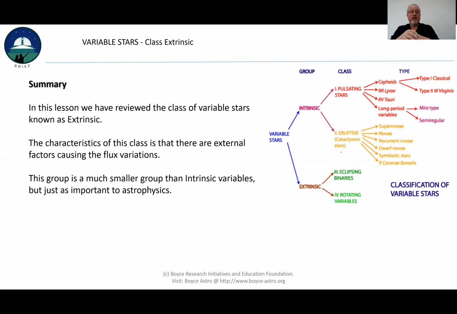In summary, this lesson we reviewed the class of extrinsic stars, of things outside the star or on the surface that are causing some changes. They're not intrinsic to the internal atmosphere or astrophysical processes taking place.